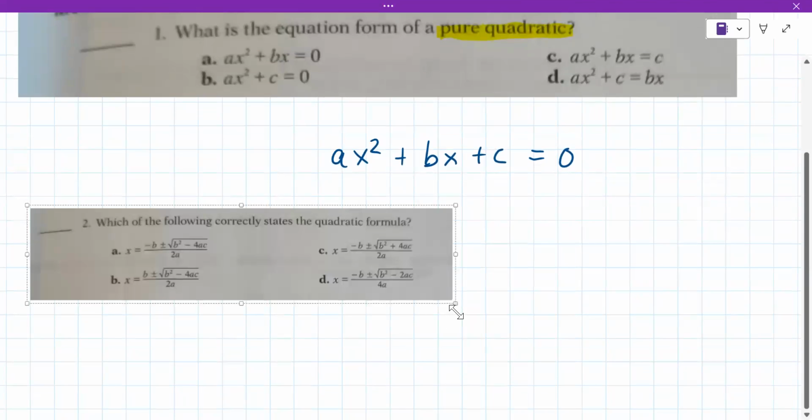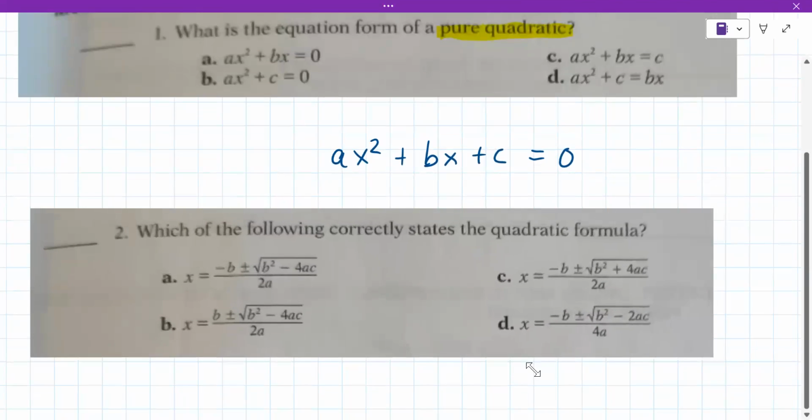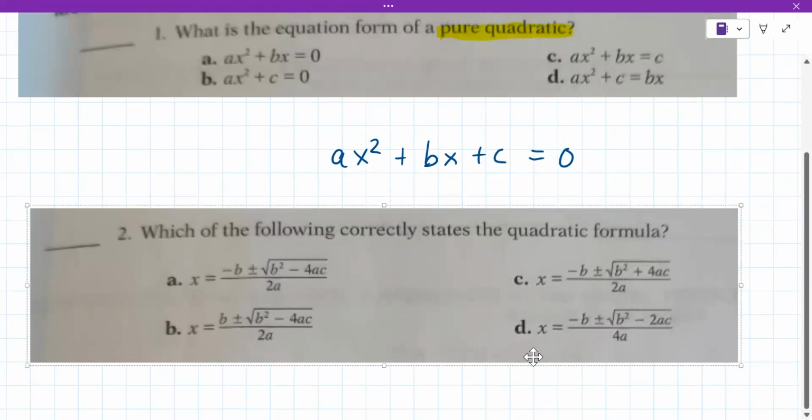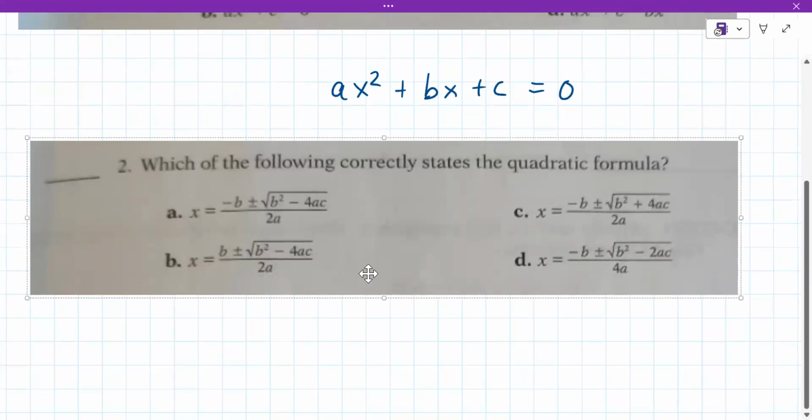But if you wanted me to tell you which one to guess, I don't know. Maybe C. C is always a good guess. Okay. Now we're looking at the next one here.